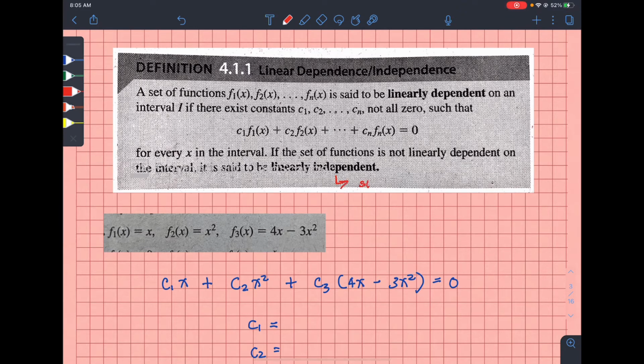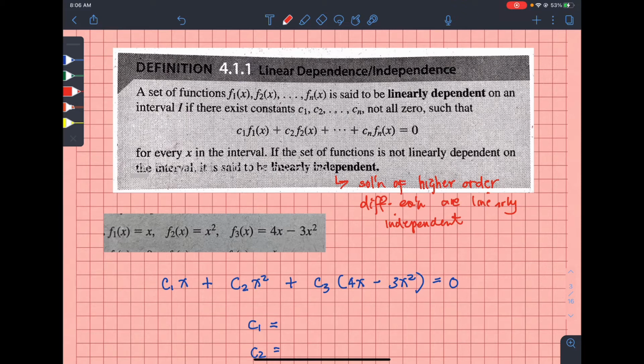Solutions of higher order differential equations are actually linearly independent. So that is one of the characteristics of the solutions of higher order differential equations. They are linearly independent. So that's the significance of knowing.